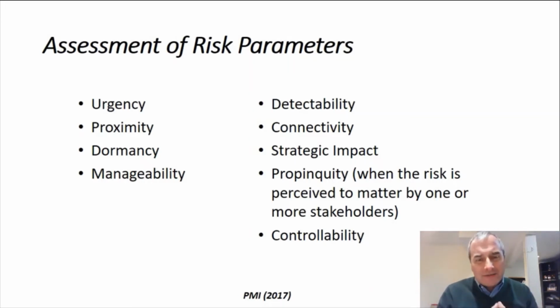How connected is the risk with other risks, with the project deliverables, et cetera? What is the strategic impact if a risk occurs? What is the propinquity of the risk? The propinquity is when the risk is perceived to matter by one or more stakeholders. So another way to put this is, how do the stakeholders perceive the risk? And how controllable is the risk if it occurs?